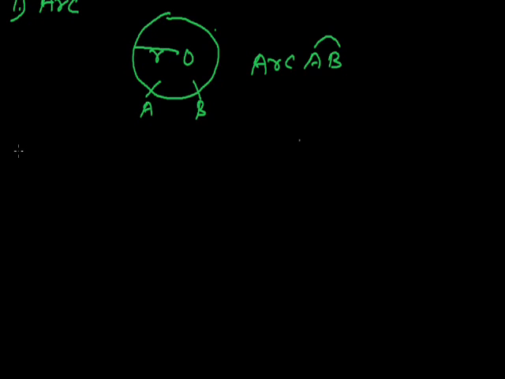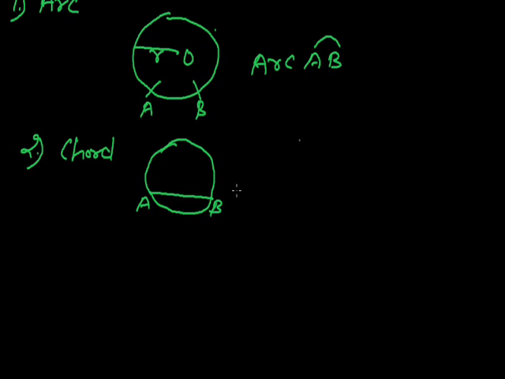Now let us talk about chord AB. The definition of chord is that a chord is a line which joins any 2 points on the given circle, like this point and this point. If we join these points, then the line AB is called the chord of the given circle. So this is chord AB.